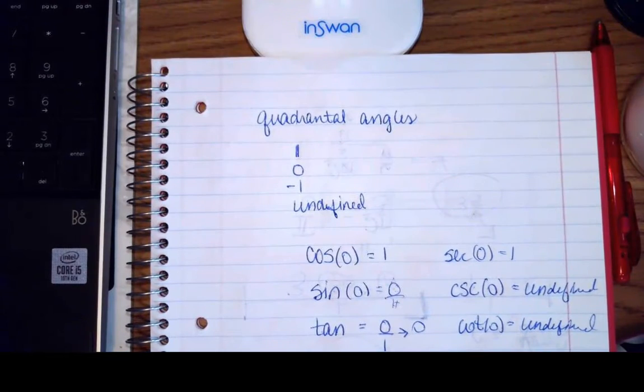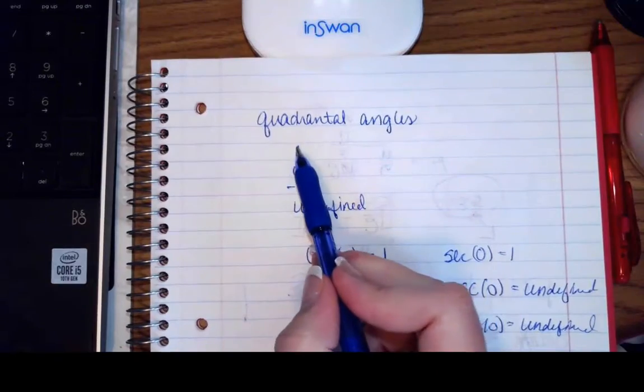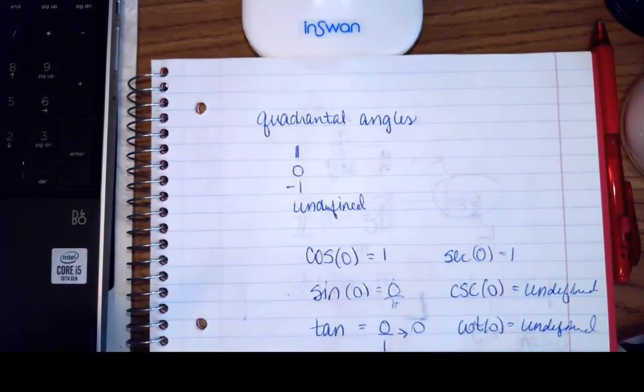So that is the purpose of learning about quadrantal angles, that you're going to find out that your answers are 1, 0, or -1 or undefined. And it just depends on where you land.